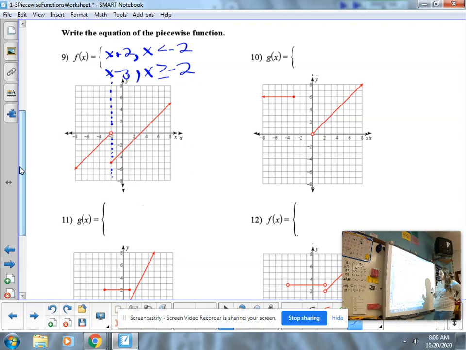I hope this was helpful. I know that sometimes these problems can be difficult, especially when you first start working on them. And just note that for number 9, your boundaries are not always going to be the same value. If you look at number 10, the left piece stops at a different number than the right piece starts at. So you're actually going to have a gap in number 10 between your values for your domain of x. So just be aware that can happen.